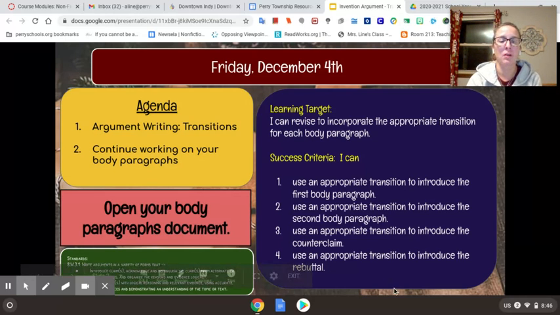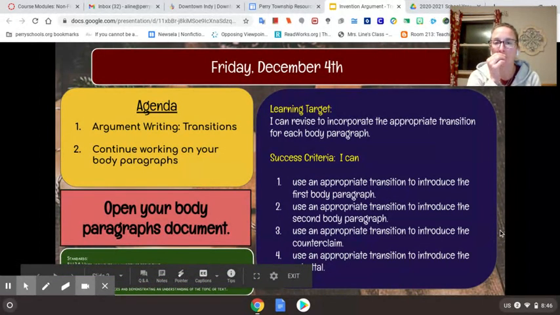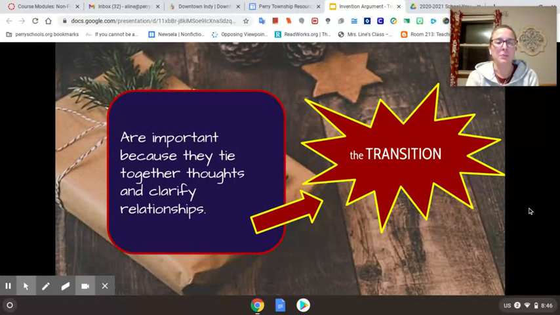All right, remember that all goes along with our writing an argument standard, and that goes along with that organization. So transitions are important because they tie together thoughts and clarify relationships. And that clarifying relationships is really what's going to apply to the counterclaim and rebuttal paragraph, going to kind of separate within that one paragraph those two different ideas. So that's why we really focus on transitions and why they're important.